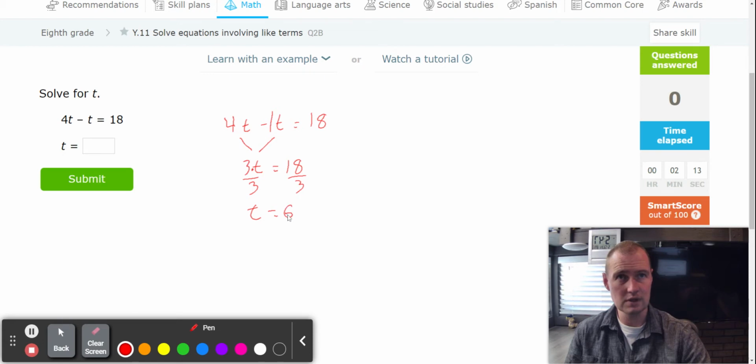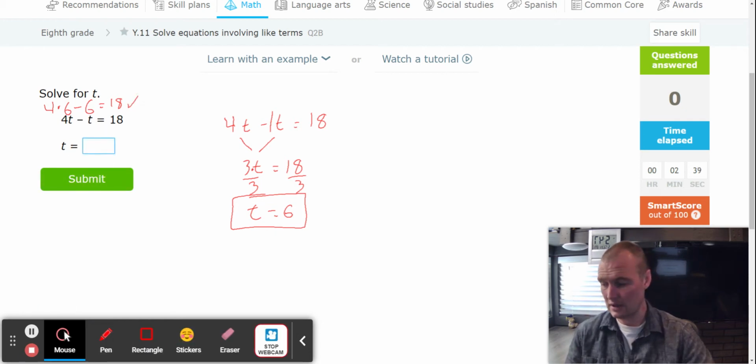Now, can you check this? Absolutely. What I could do is plug 6 back in for t and see if it works. So what this says is 4 times 6 minus 6 equals 18. Now, 4 times 6 is 24, and 24 minus 6 is 18. So check, we definitely know that t is going to be equal to 6.